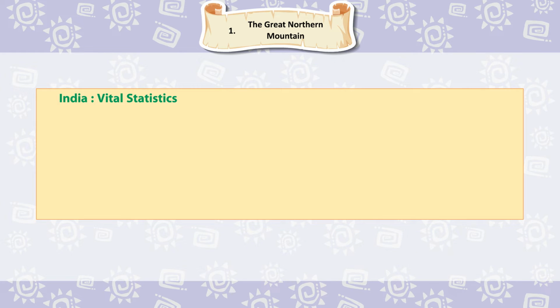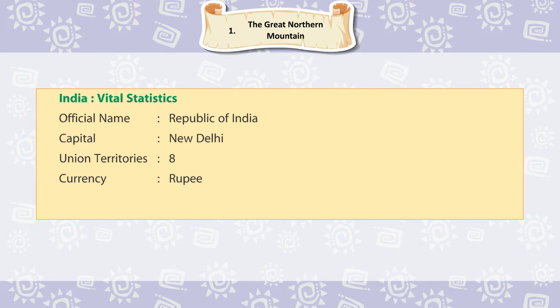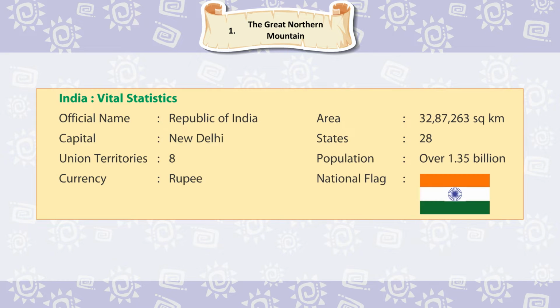India Vital Statistics. Official name: Republic of India. Capital: New Delhi. Union Territories: 8. Currency: Rupee. Area: 3,287,263 square kilometers. States: 28. Population: over 1.35 billion. National flag.